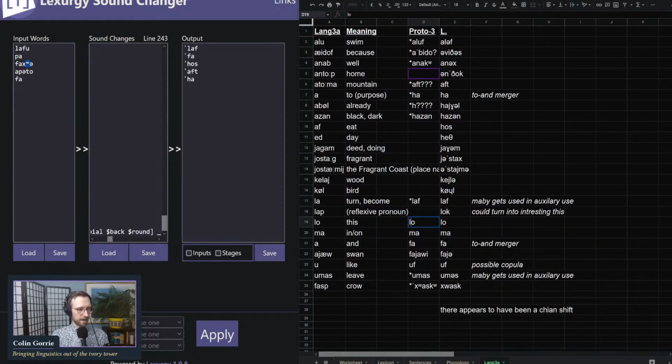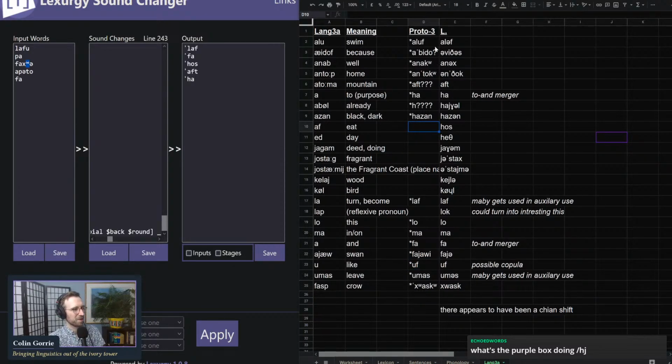And then we know that our sound changes into Lang 3a are going to involve labialization of the labiovelars into Lenethailef. We have velarization of the labiovelars, or delabialization. We have Fayawi. Then we have the question of this FS correspondence. FS.